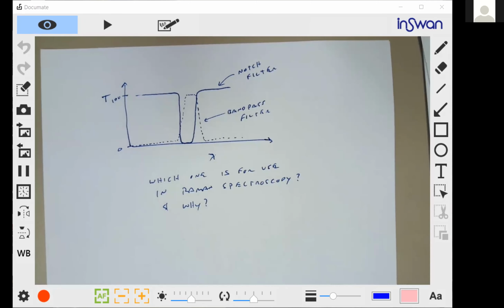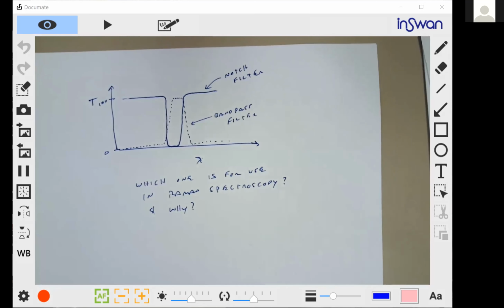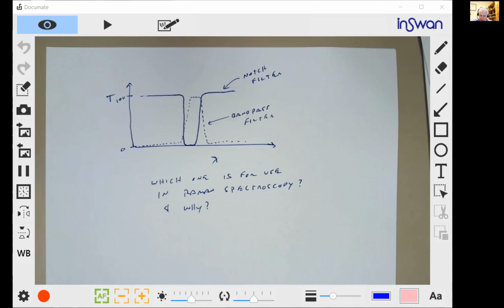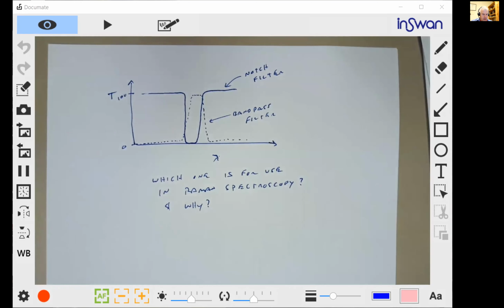Oh, Dr. Mytaro, what does the question say? Could you just read it real quick? Which one is for use in Raman spectroscopy and why? Which is it, the notch filter or the bandpass filter? So in Raman, you're capturing the scatter, right? Like you're capturing the photons that scatter back. Yes, exactly.